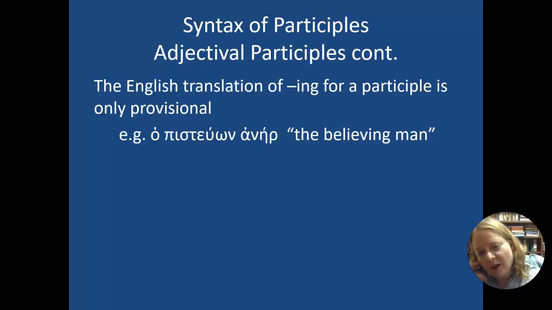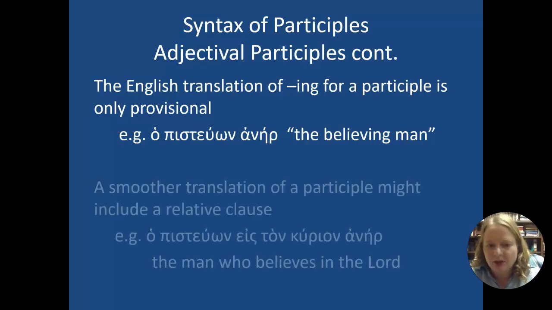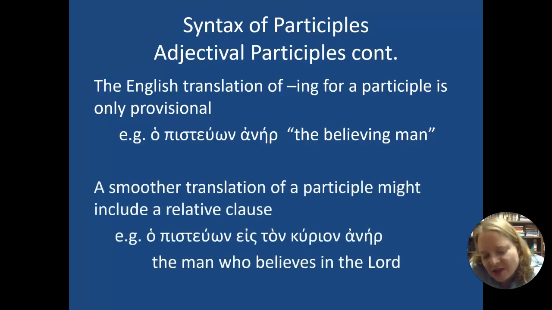You can also, though, sometimes have an -ing, which is what we've been doing so far, like the believing man. Or a smoother translation might be, and this is where now it's going to become more complicated, instead of saying the believing man, you might say the man who believes in the Lord. And that's especially true because now you can have additional phrases that get added in there. So you see how you have the believing man, but in the middle of that is also, who does he believe in? He believes in the Lord.